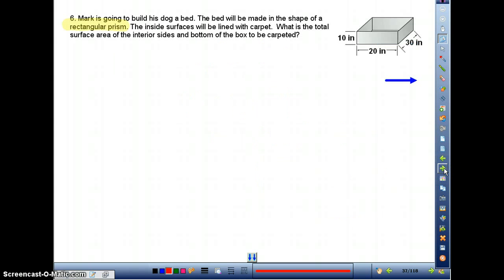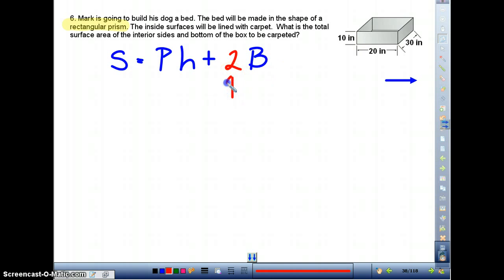All right, number 6, Mark is going to build his dog a bed. The bed will be made in the shape of a rectangular prism. The inside surfaces will be lined with carpet. What is the total surface area of the interior sides and the bottom of the box to be carpeted? This is a surface area problem of a rectangular prism, and if you look on your formula chart, you get this formula. But we need to modify this formula. Why? The hint is right there. That says 2 areas of the base, and we don't have a top. So we need to take that out and just make it one base.